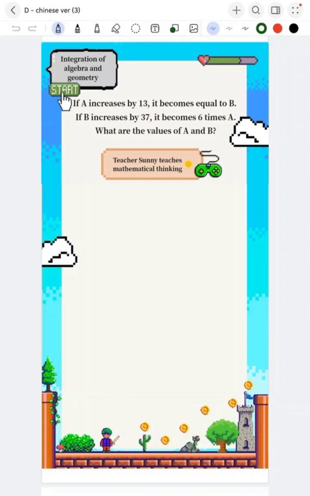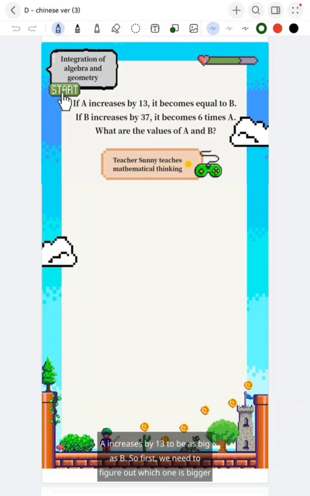First of all, A increases by 13 to be as big as B. So first, we need to figure out which one is bigger and which one is smaller. Wait, that's not right. Clearly, A is less than B, because A needs to increase by 13 before it is as big as B. So it's clear that B must be greater than A. Conversely, A must be less than B, so we should definitely start from the smaller part.